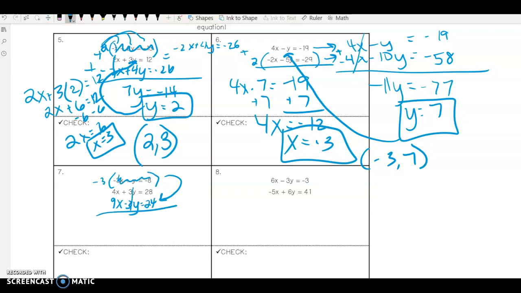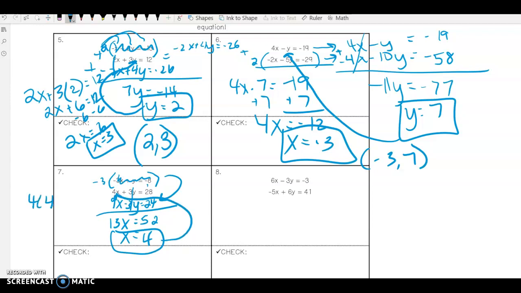My y's now eliminate. 9 plus 4 is 13x equals 8 plus 4 is 12. Carry my 1, 52. Divide both sides by 13. And I get 52 divided by 13, which is 4. x is 4. Plug it back into this equation.